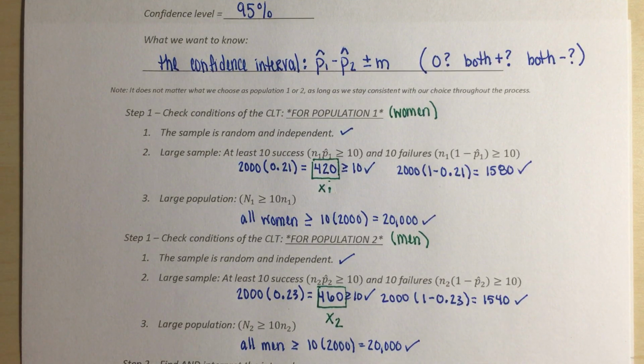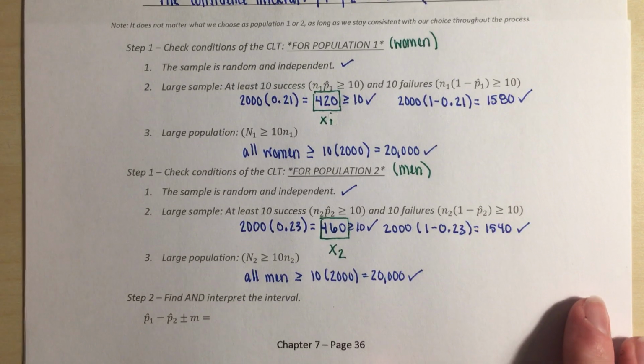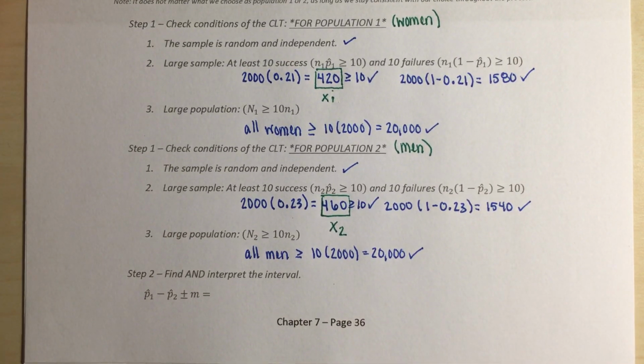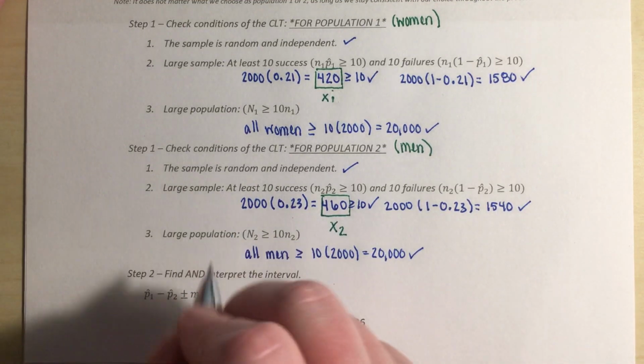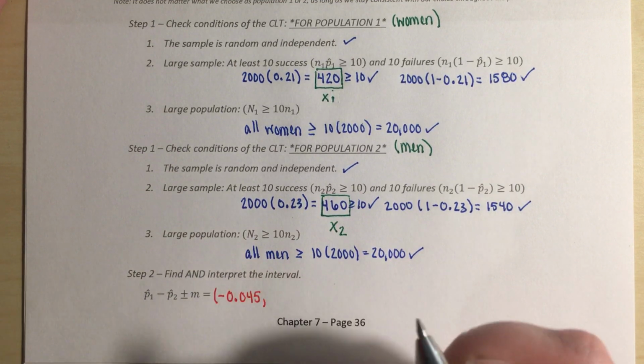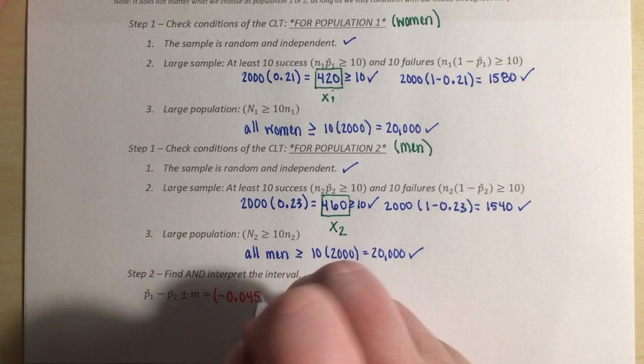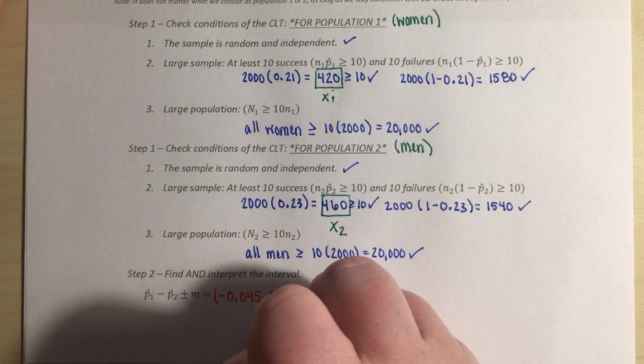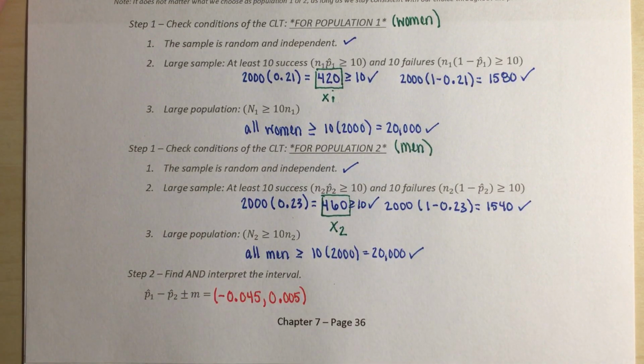So then we're going to plug this into StatCrunch and find our interval. When we do, what we end up getting back is an interval of negative 0.045 to 0.005. So there is our interval. Now we need to look at this interval and ask ourselves, does it include 0, are both positive, or both negative? Anytime we have one negative and one positive, that means our interval contains 0, because in order to go from negative to positive, you have to pass through 0.